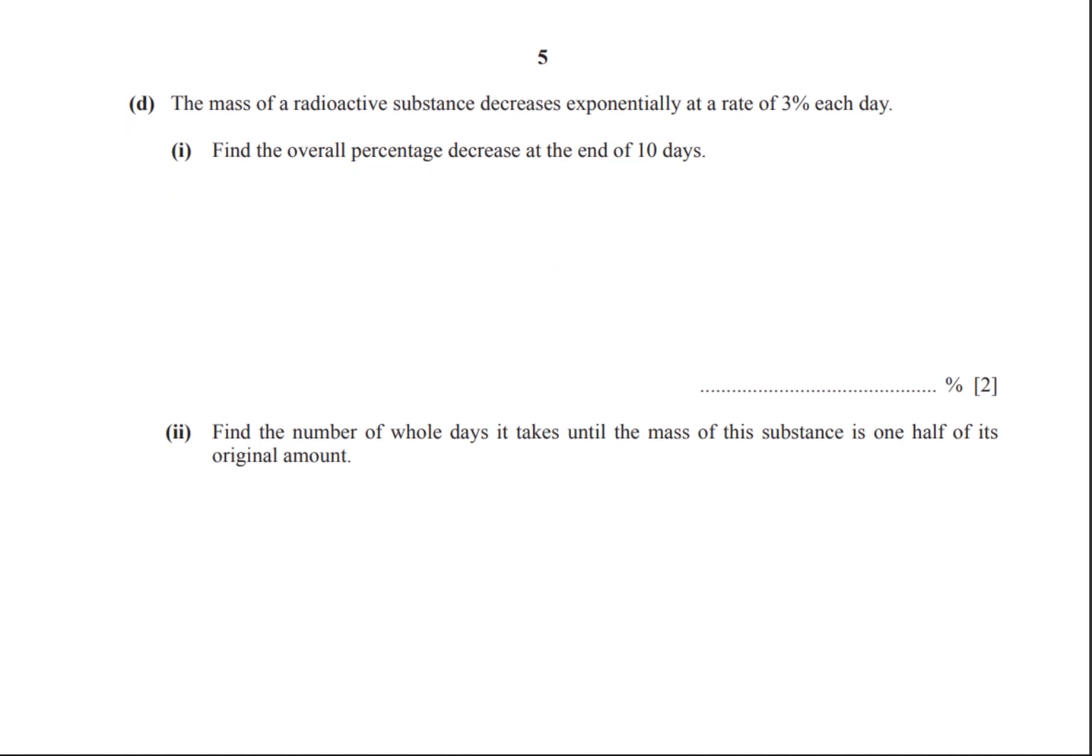The mass of a radioactive substance decreases exponentially. That means I have to write the rule of decreasing exponentially first, which is Y equal A (1 minus R) power T. Okay, there are 2 notes I have to say here. If it is decreasing, that means this will be minus. If it was increasing, this would be plus.